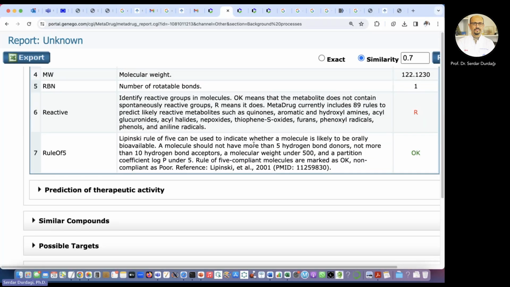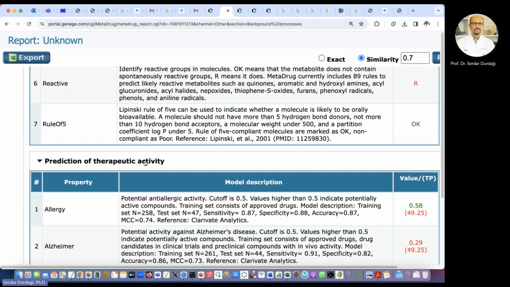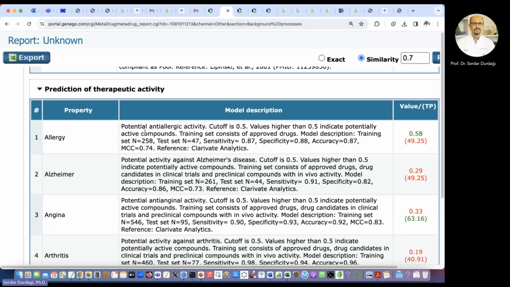The molecular weight should be less than 500 Dalton, or 500 gram per mole. The total number of hydrogen bond acceptors should not be more than 10, and the total number of hydrogen bond donors should not be more than 5, and the log P value should be under 5. So these are the main rules of Lipinski's rule of 5, and the molecule that we gave fits this rule.